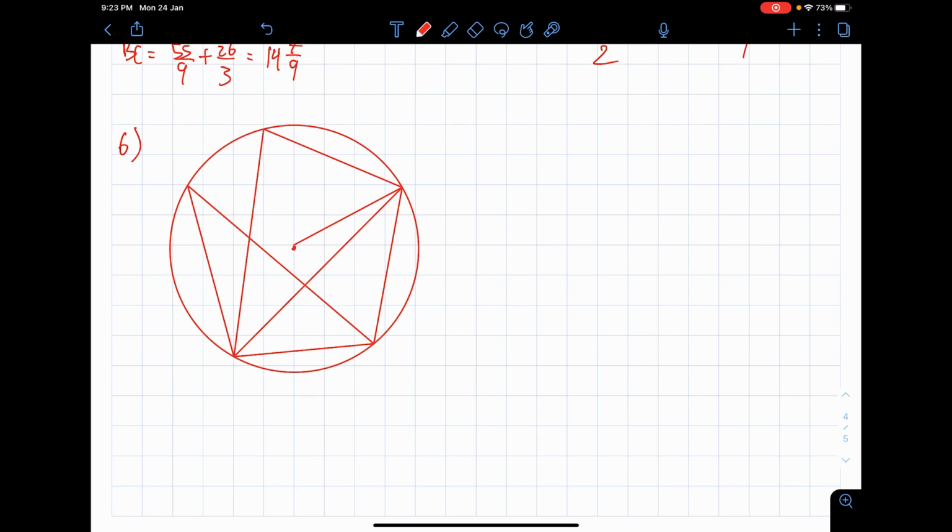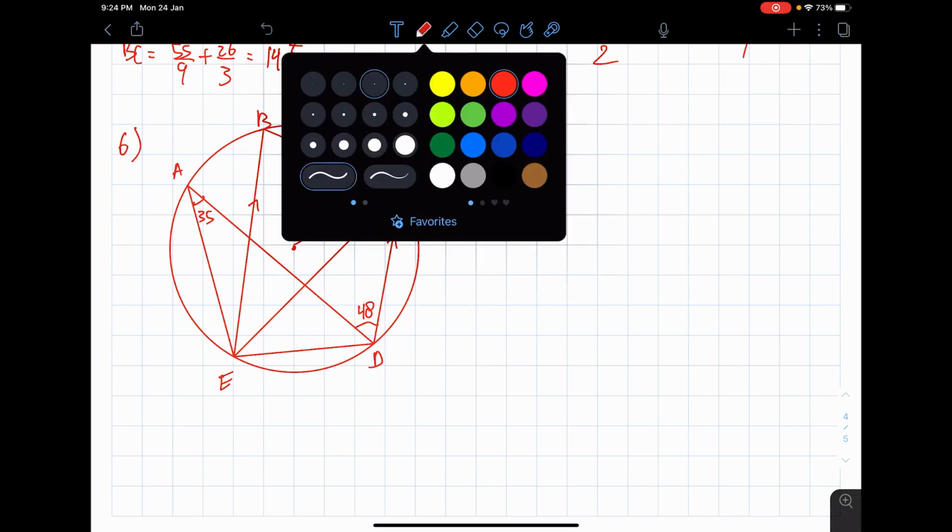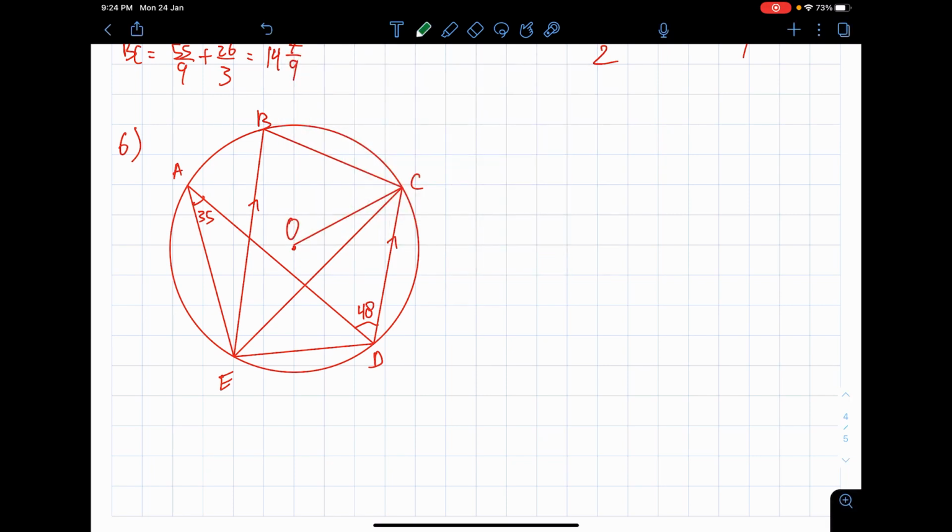Wow, that's so many lines. Do I miss anything? I hope not. A, B, C, D, E, F, G. Okay. Oh, there are two parallel lines here. I didn't draw it parallel, I guess, but it should be good enough. 35 degree here, and then 48 degree there. Okay, so that's the picture. For anything additional, I'm going to use another color.